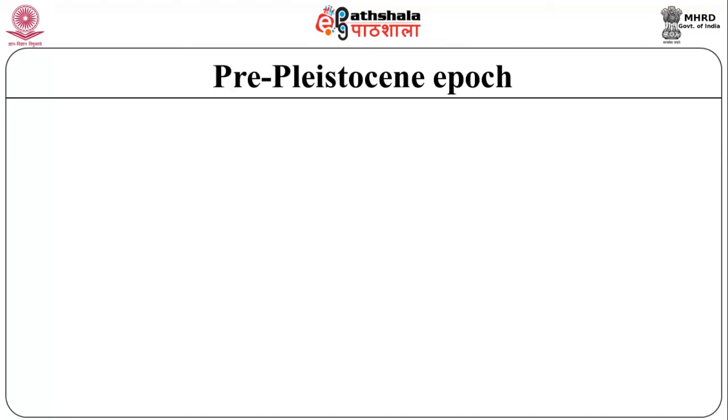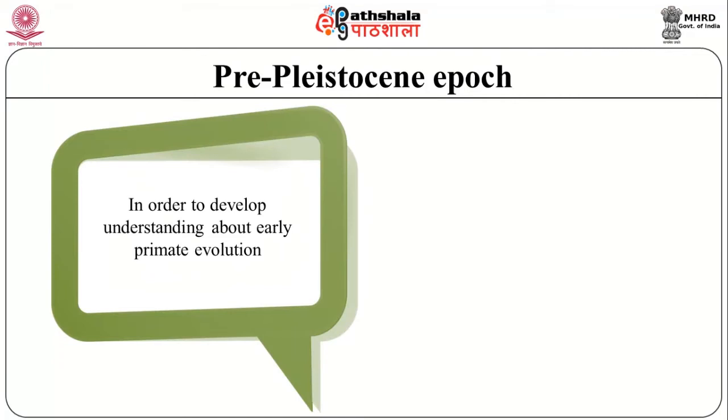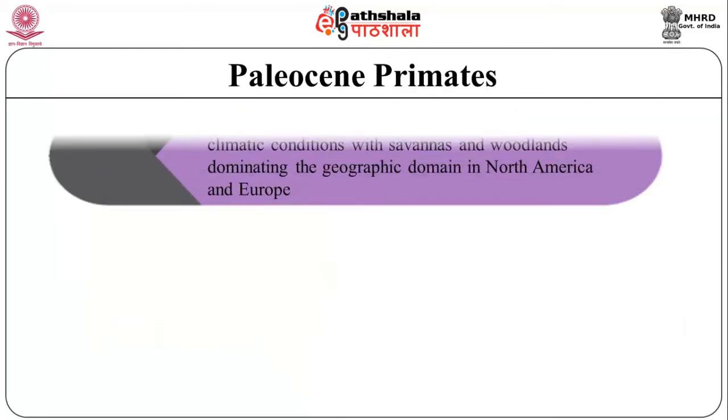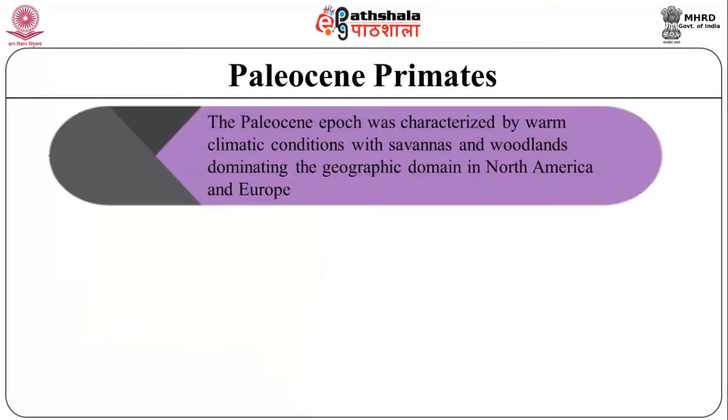both theories. When we take the Pre-Pleistocene epoch, in order to develop understanding about early primate evolution, primate fossil remains from the different strata of Pre-Pleistocene period deposits are discussed and dealt with. Now, Paleocene primates. The Paleocene epoch was characterized by warm climatic conditions with savannas and woodlands dominating the geographical domain in North America and Europe.